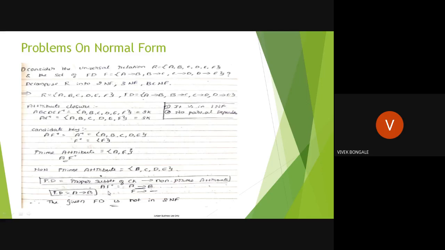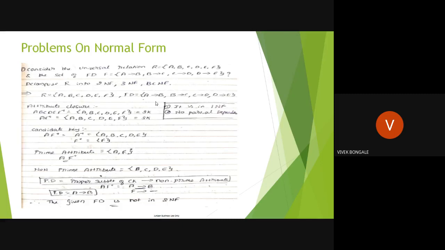Then we have one more attribute, F. You have to check whether F is determining any attribute in the given functional dependency. A determines B, B determines C, C to D, D to E. F is not there, so F is not participating in the functional dependency. So only A determines B, which violates second normal form because it is a partial dependency, not a full functional dependency. So we can easily say that the given functional dependency is not in second normal form.